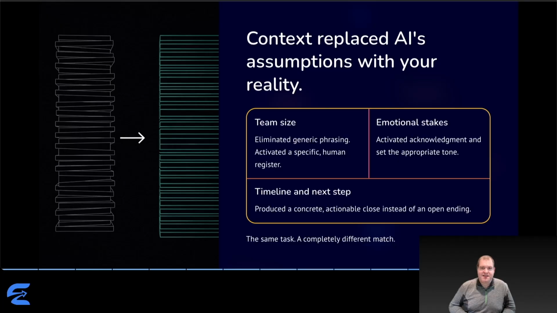The timeline and next step produced a concrete, actionable close. The prompt specified that people needed a way to ask questions before the schedule was finalized. The output delivered exactly that. Without those details, the output would have ended with something vague and open ended. Same task, a completely different match, because the context narrowed the pattern pool down to the response that actually fit the situation.